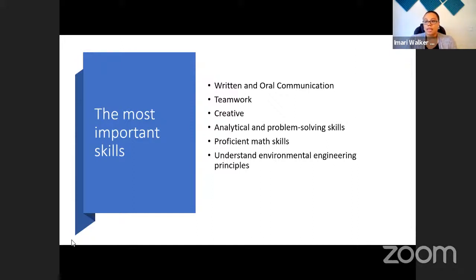Next is the analytical and problem-solving skills. I've gotten quite a few questions on, do I need to be good at math, or do I need to even like math to be an environmental engineer? And I'll share a little bit of my own story.